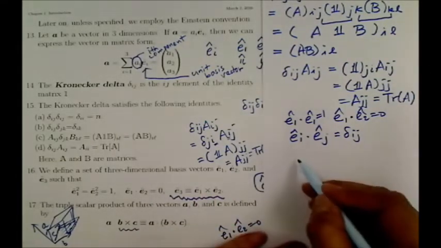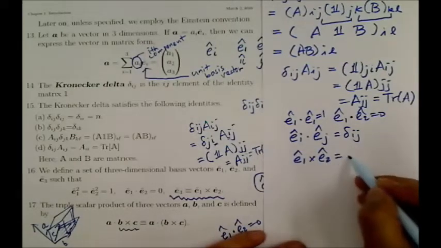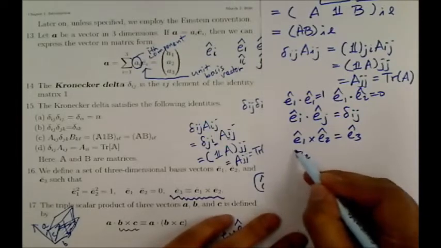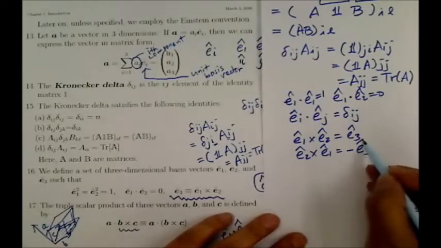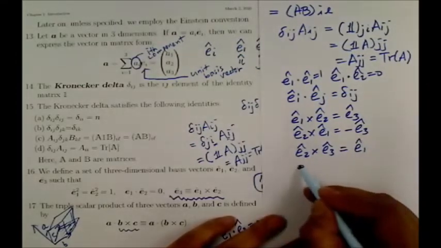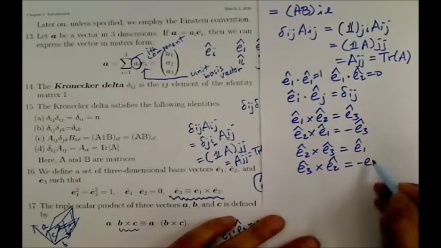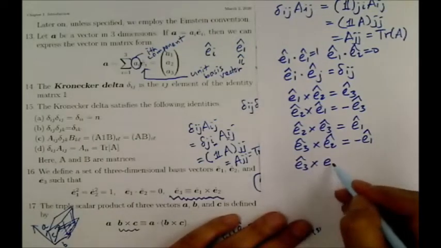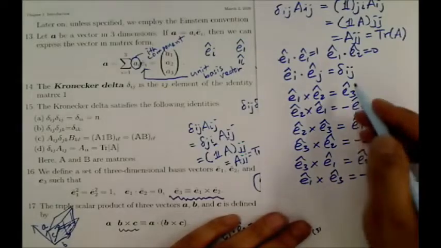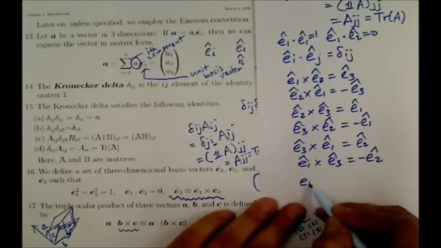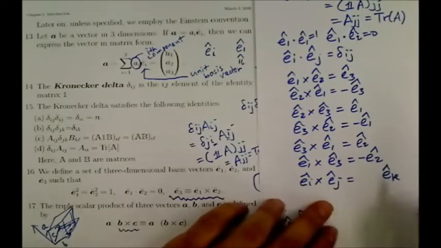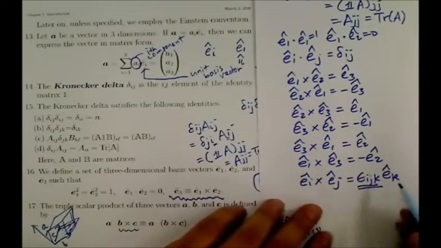And we know the cross product. E1 cross E2 equals E3, and the cross product is anti-symmetric. So E2 cross E1 equals minus E3. E2 cross E3 equals E1. E3 cross E2 equals minus E1. And E3 cross E1 equals E2, E1 cross E3 equals minus E2. All these expressions are compactly expressed as E_i cross E_j equals epsilon_ijk E_k. And this is called the Levi-Civita tensor.